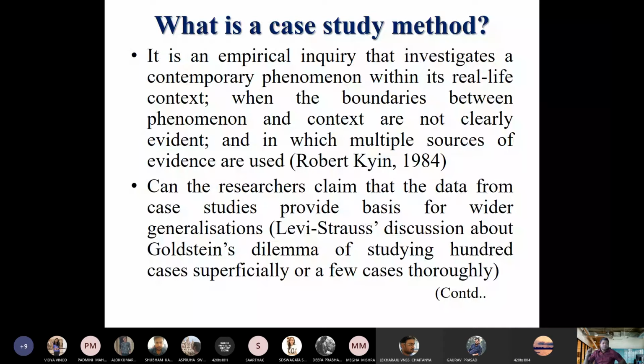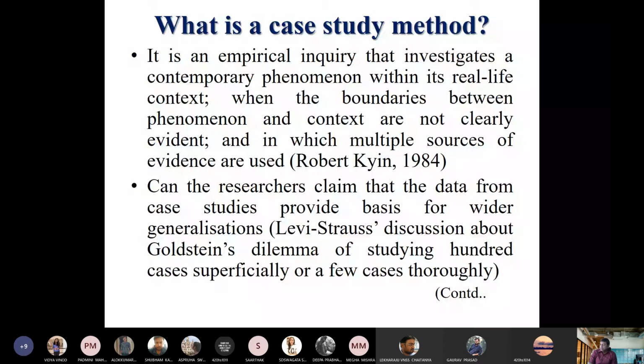So you see, the other aspect is telling. Here a question comes. Levi-Strauss, a prominent social anthropologist, was asking: can researchers claim that the data from case studies provide the basis for a wider generalization? So the very interesting thing Levi-Strauss was asking is that the data we collect using the case study method, can we generalize it? Because generally in qualitative research, we face lots of difficulties in the context of generalization.